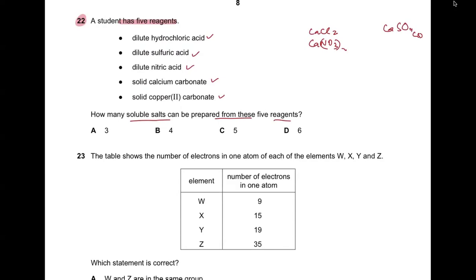Then, okay, copper chloride, copper sulfate, and copper nitrate. So all of them are aqueous. These all are aqueous. So two calcium salts can be produced, and 3 copper salts. These are all water soluble. So the total number of soluble salts is 5. So A, B, and D are wrong, and C is the correct answer.